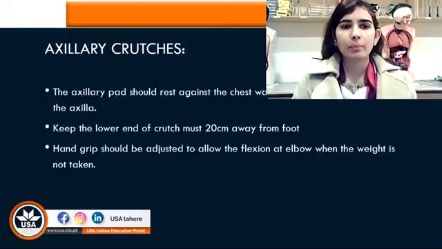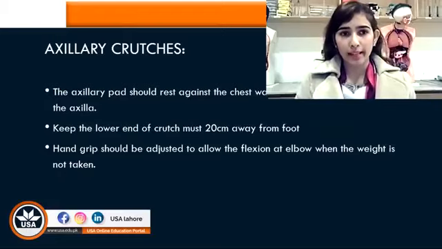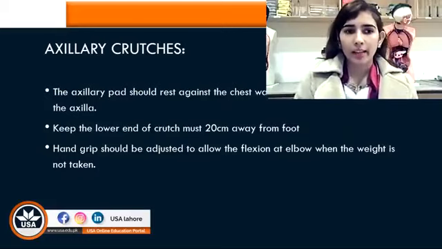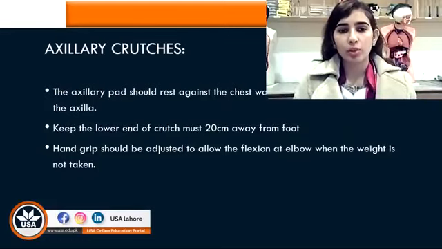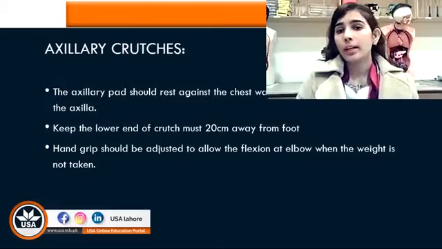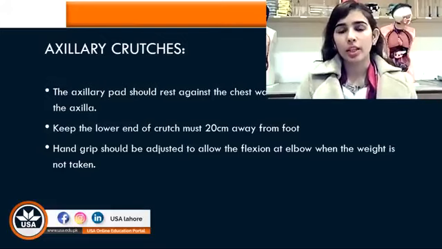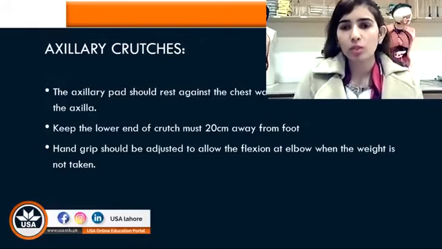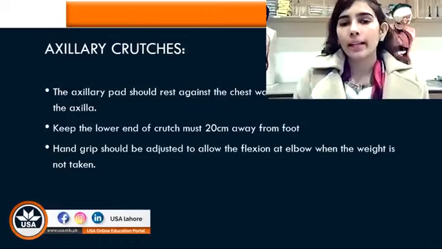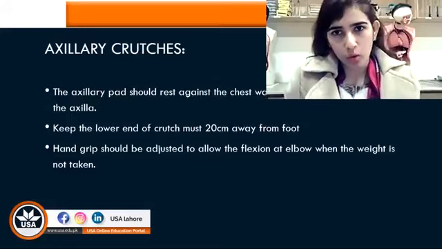So the axillary pad should rest against the wall almost 5 cm below the axilla. The lower end of the crutch must be 20 cm away from the foot, and the hand grip should be adjusted to allow flexion of the elbow at least 15 degrees when the weight is not being transferred to the crutch. And when the weight is transferred to the crutch, the patient is supposed to extend the elbow to push all the weight onto the crutch.